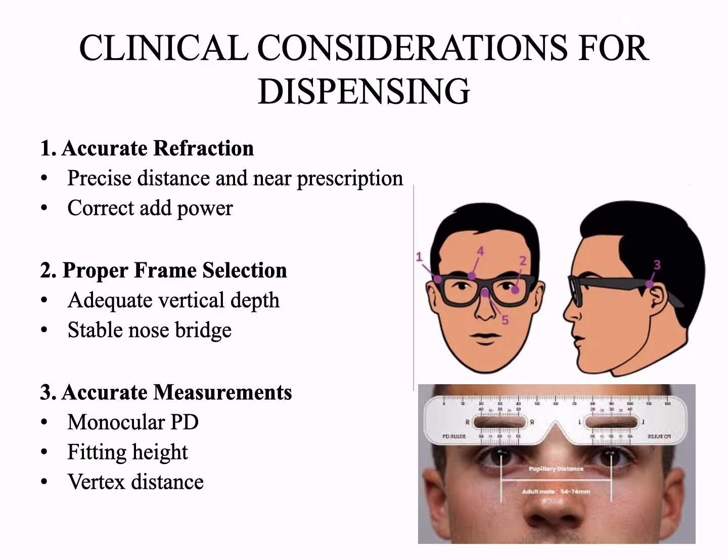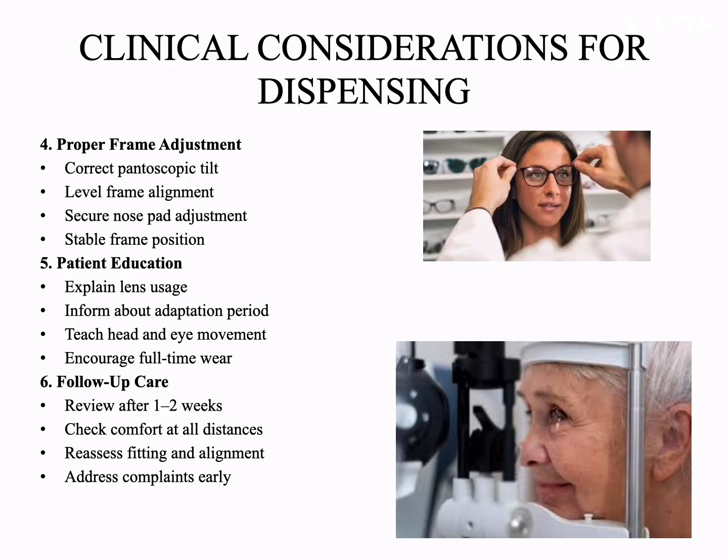Now, what are the clinical considerations we usually perform for dispensing of progressive lenses? Number 1, accurate refraction, with precise distance and near prescription. Number 2, correct eye power and proper frame selection. There should be adequate vertical depth from the center of the eye to the lower part of the lens and the lower part of the frame, and a stable nose bridge. Number 3, accurate measurements: monocular PD should be measured very accurately, along with fitting height and vertex distance.